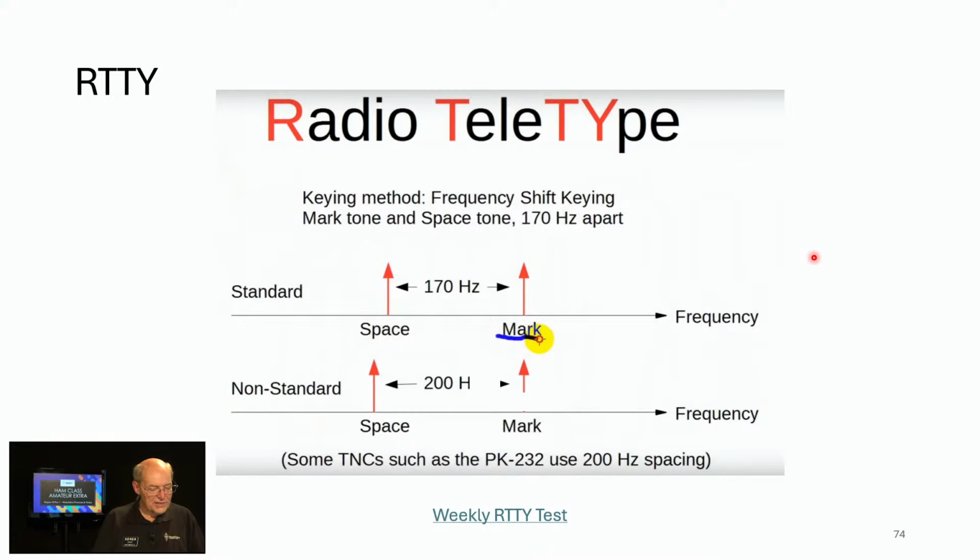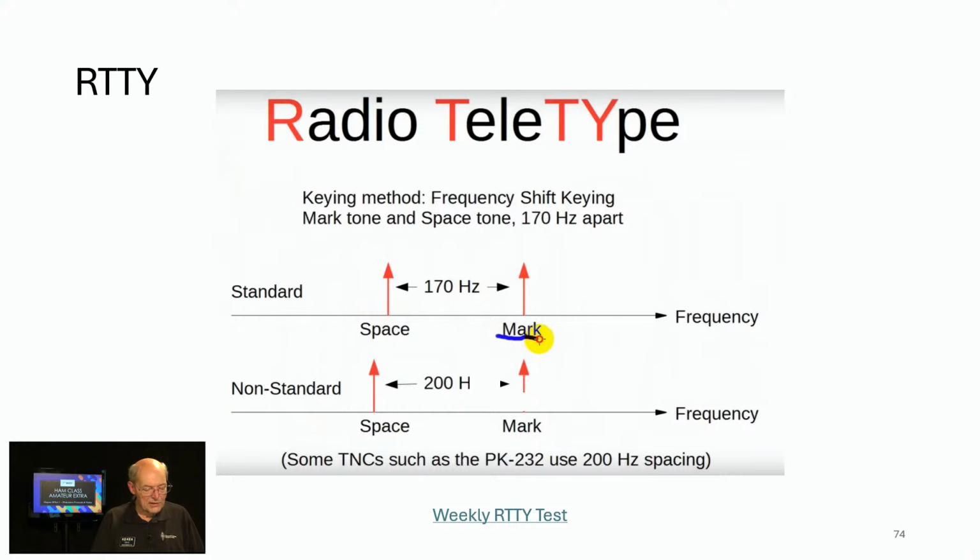Another picture we stole from Kessler. So he's indicated that we've got the mark and space tones. They're typically 170 hertz apart. Back in the good old days, when this first got started, and people were using TNCs, terminal node controllers, the PK232 was a real popular one. A lot of people used that. It had 200 hertz spacing, which was non-standard, but it was close enough. Those will still work today.